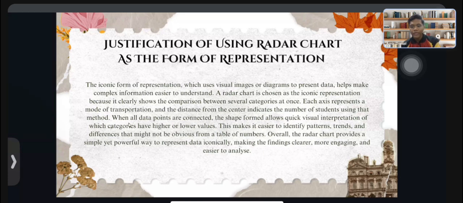When all data points are connected, the shape allows quick visual interpretation of which categories have higher or lower values. This makes it easier to identify patterns, trends, and differences that might not be obvious from a table of numbers. Overall, the radar chart provides a simple yet powerful way to represent data iconically, making the findings clearer, more engaging, and easier to analyze.